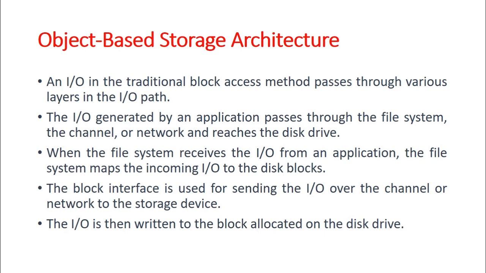Now let us try to understand what we mean by object based storage architecture. An input output in the traditional block access method passes through various layers in the IO path. The IO generated by an application passes through the file system, the channel or network, and then reaches the disk drive. When the file system receives the IO from an application, it maps the incoming IO to the disk blocks. The block interface is used for sending IO over the channel or network to the storage device. The IO is then written to the block allocated on the disk drive.